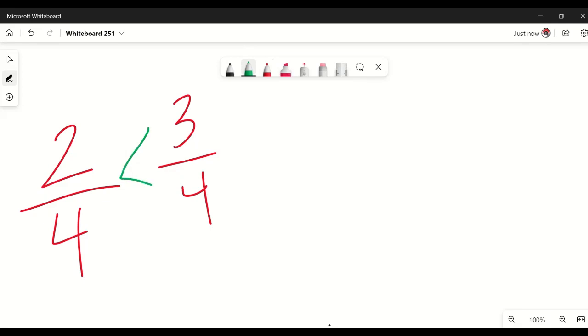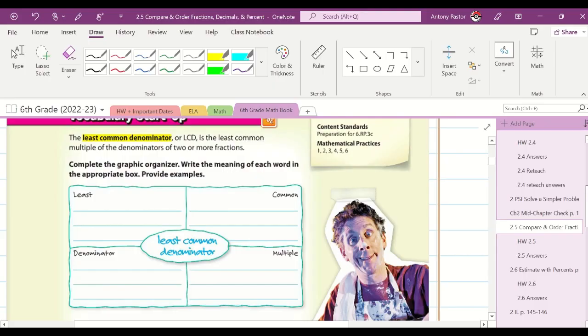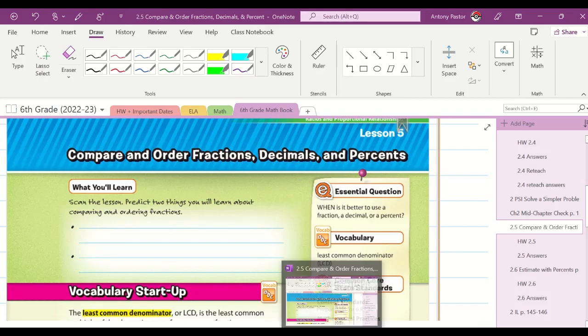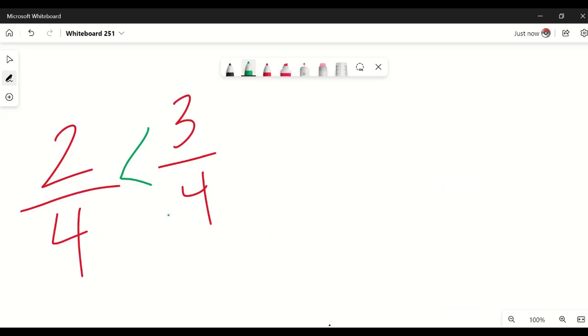So this is the reason why we change our denominators and change the fractions, because this is going to make it easier for us to be able to compare. And not only that, we're actually ordering in this lesson. We're going to be putting fractions and decimals and percents in order from either least to greatest or greatest to least. We need to make sure we know how to convert all of these things into the same kind of format so we can do that.